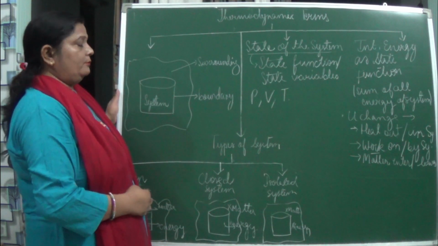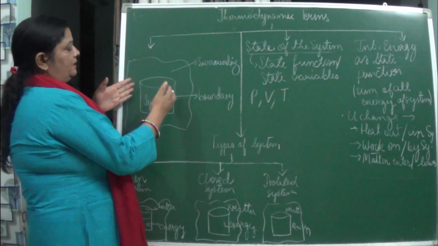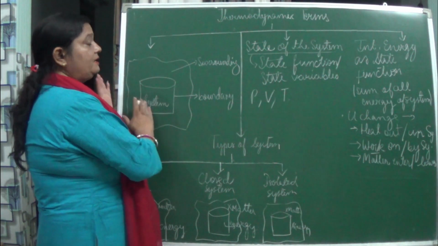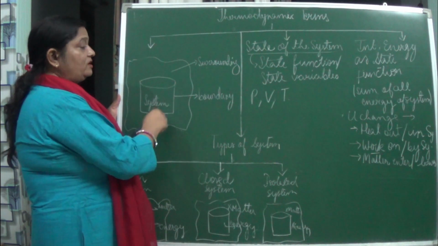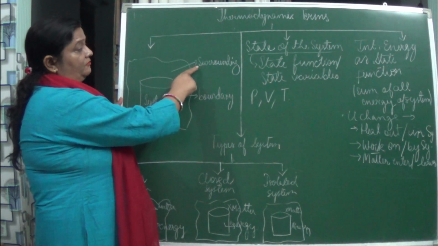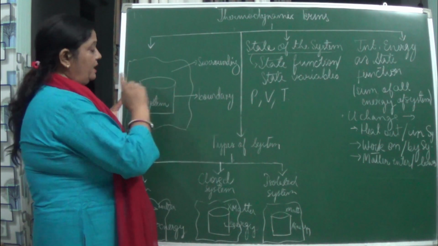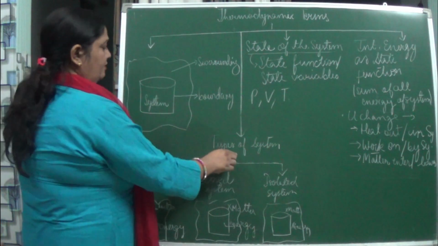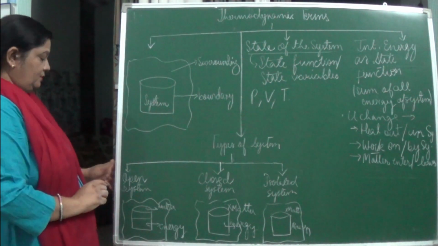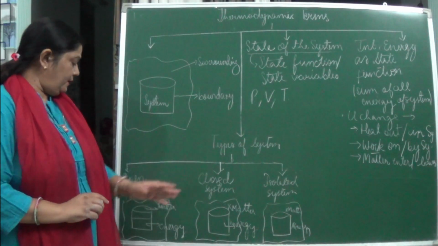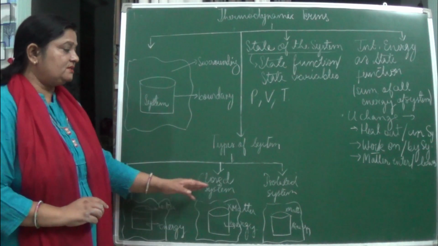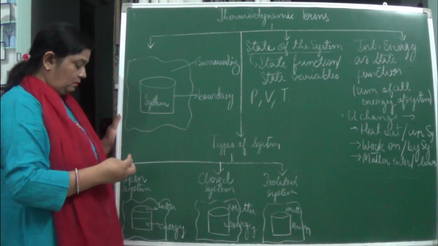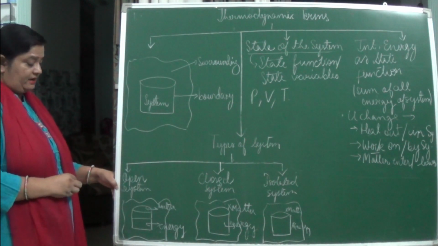Whenever there is a chemical reaction, we say it is a system, the reaction is going on, and it is surrounded by the surroundings. What separates this reaction from the surroundings is known as the boundary. Now this system is of three types: open system, closed system and isolated system. In what condition is the reaction going on? Here we are going to see that.